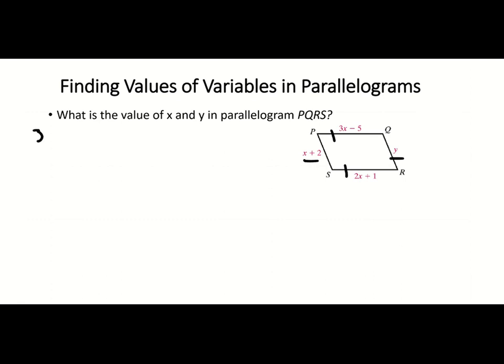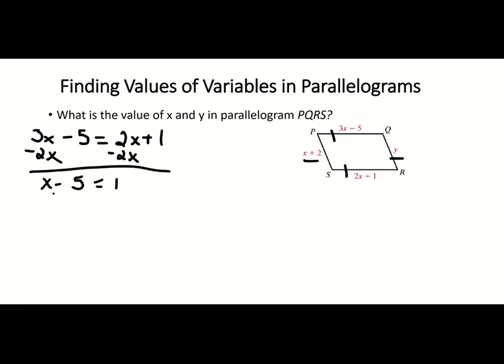So I know that 3x minus 5 is going to be equal to 2x plus 1. Now subtract 2x from both sides. So it gives me x minus 5 equals 1. And I will add 5 to both sides. So x is going to equal 6.